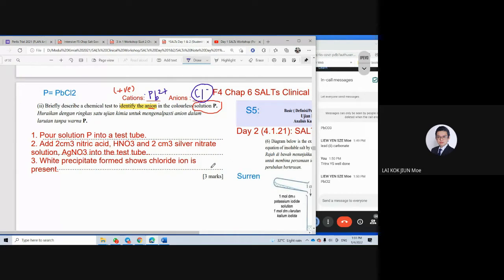How to test Cl, Yanxi? To test chloride, you use nitric acid, right? And then you use silver nitrate, right? And then you find the white precipitate, right? And it shows that chloride ion is present, right? So total 3 marks. Well done, Yanxi.